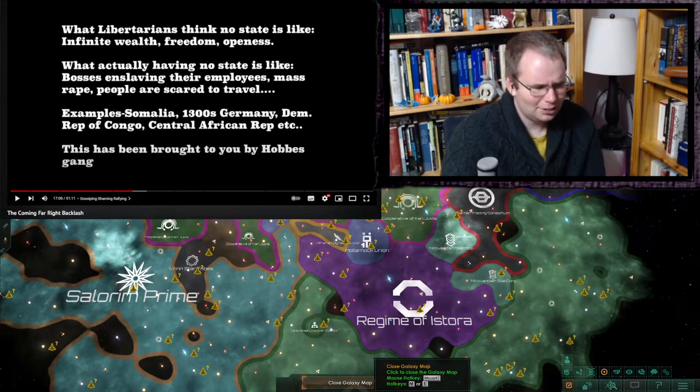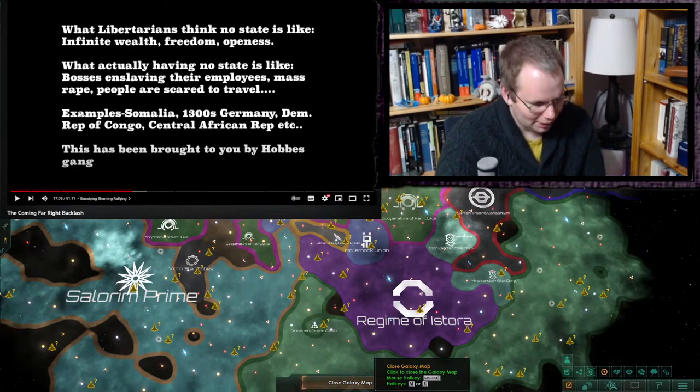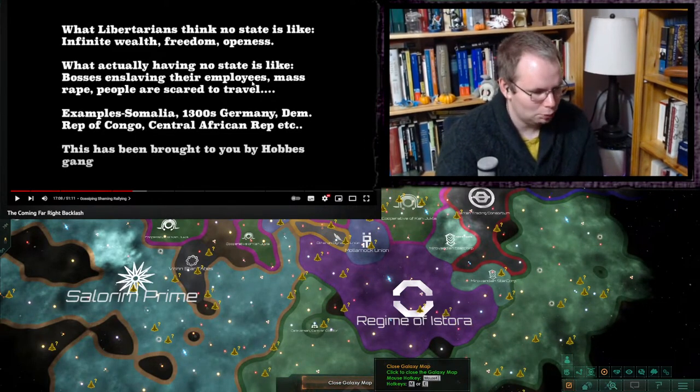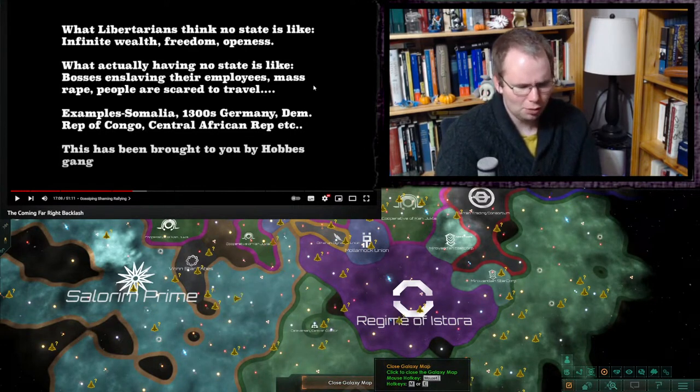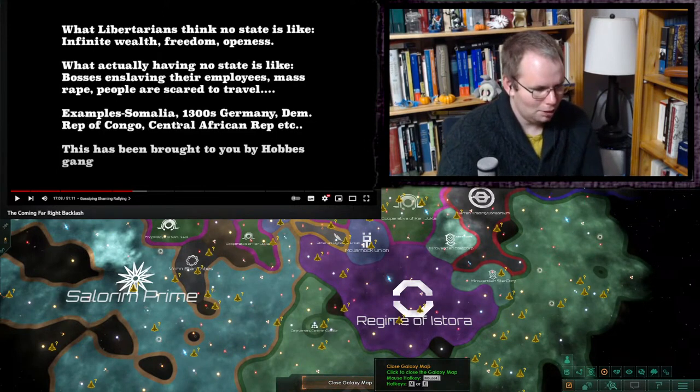They would be slaves. No, the bosses wouldn't be enslaving their employees. You just have slaves. And that's not necessarily the case with a state. You can have slaves in a state. Most states have been slave states at some point in their history. Mass rape. You can have mass rape with states. It was not illegal, for example, to rape your wife until very recently. Horrifically recently, in fact. People are scared to travel presently. Example, Somalia.